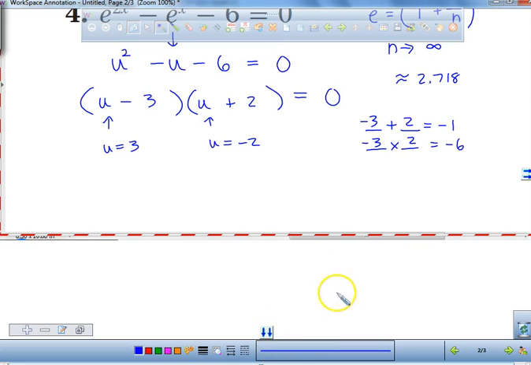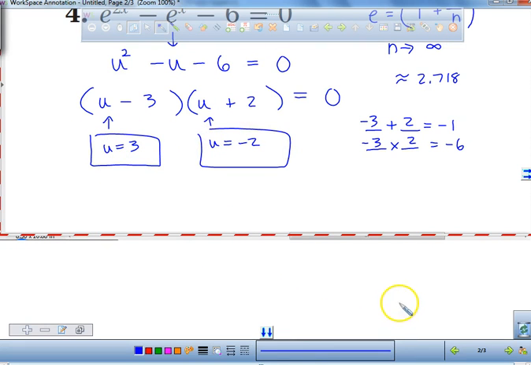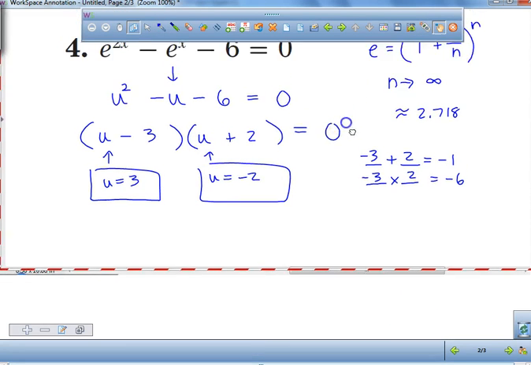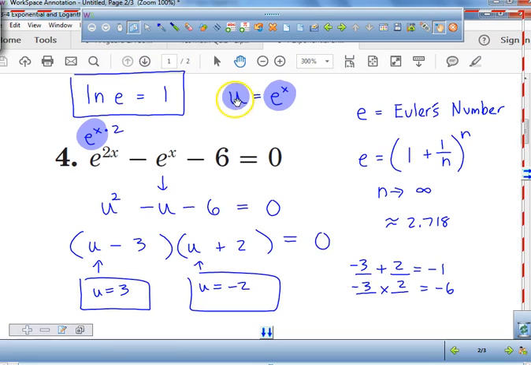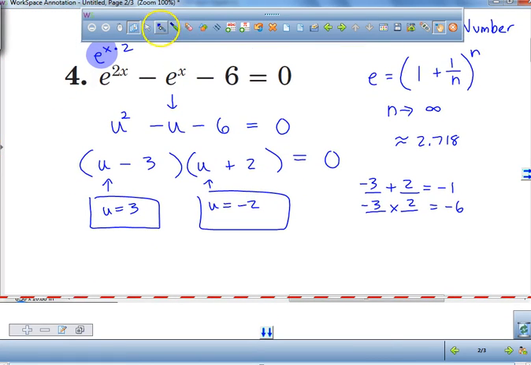Now we're not done with the problem, but now at least we know what u is equal to. At the very beginning of this problem, I said, hey, we're going to substitute, wherever we see an e to the power of x, we're going to substitute it with what letter? U. So now I need to resubstitute.